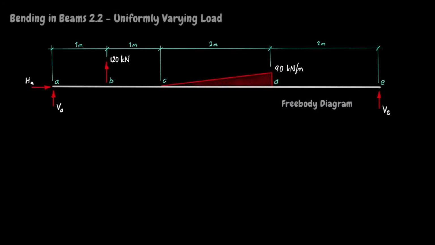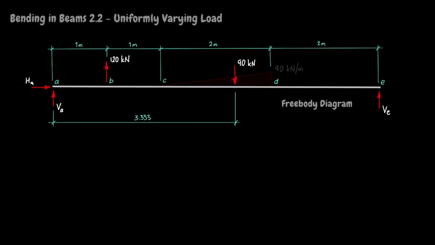The load is triangular, so its area is 1/2 base times height. That is 0.5 times 2 meters times 90 kilonewtons per meter. That is 90 kilonewtons. The load acts at the centroid of the triangle, i.e. 3.333 meters from A. If you'd like to watch the video on distributed loads, click the link on the screen.